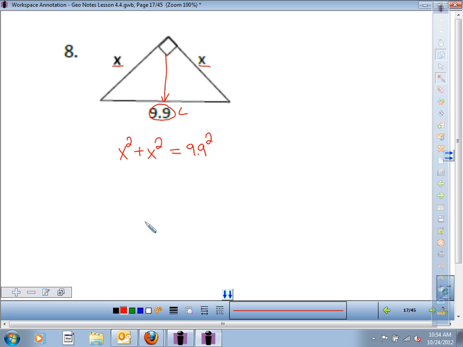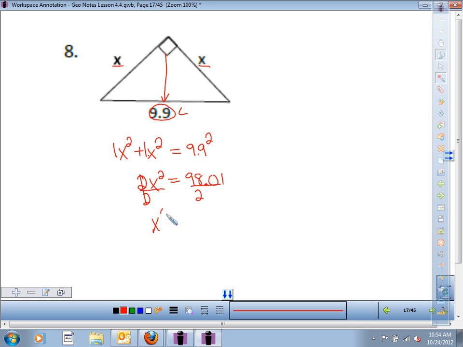Okay. Now we simplify this. If you look at this, what is 1x squared plus 1x squared? Well, it's 2x squared. 2x squared equals 9.9 squared, which is 98.01. Okay, so that's exactly what that is. Now we have two things to get rid of. What I would tell you to do is get rid of that times 2 first. We're going to divide by 2, divide by 2.